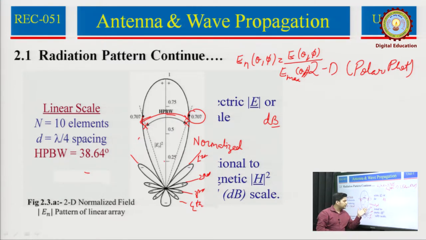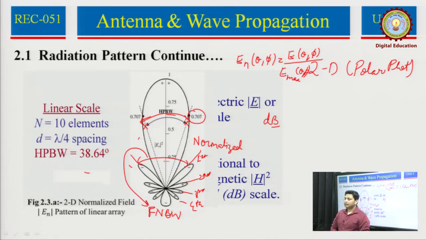So, what is first null beamwidth, or first null bandwidth, FNBW? It is the separation between the angle adjacent to the main lobe. It is a point or bandwidth available adjacent to the major lobe. The first null is this value. So, this point to this point is nothing but FNBW.